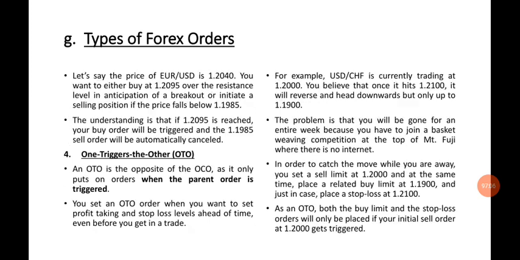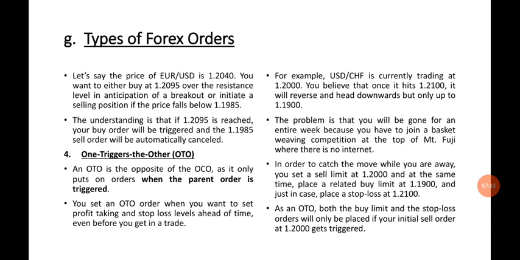Let's say the price of euro US dollar is 1.2040. You want to either buy at 1.2095, over the resistance level, in anticipation of a breakout, or initiate a selling position if the price falls below 1.1985. The understanding is that if 1.2095 is reached, your market order will be triggered and the 1.1985 sell order will be automatically cancelled.